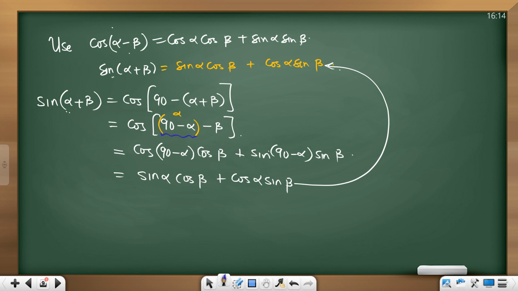The same way. Only the sign changes. You're still going to use... You need to change this one first.